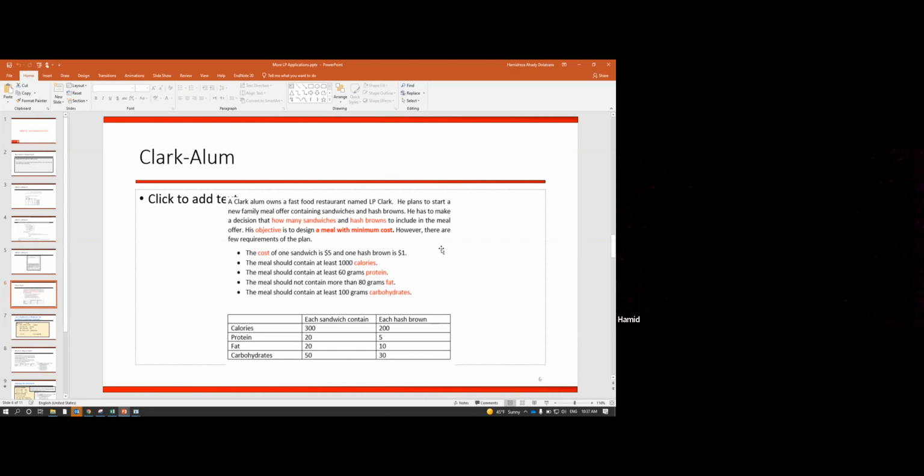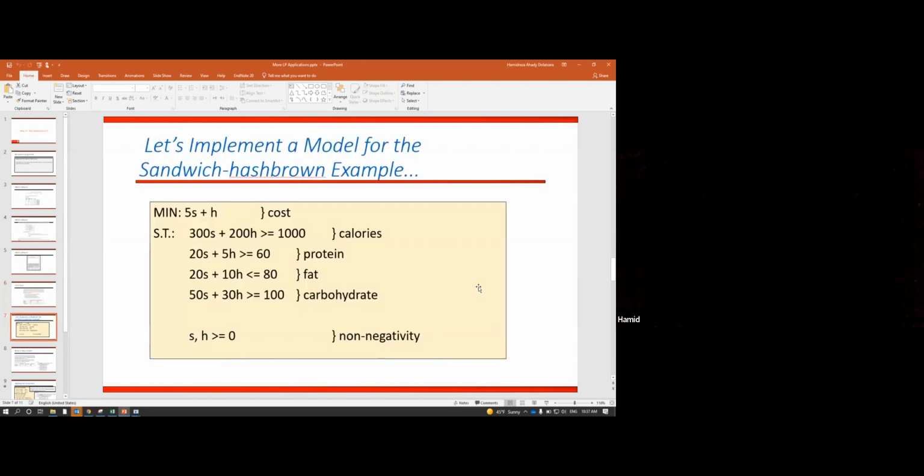Given the information, our objective is to minimize the cost, and the decision variables are how many sandwiches and how many hash browns you want to make, which are limited by those constraints: the minimum calories, protein, carbs, and so forth. We have learned how to formulate this through mathematical equations.